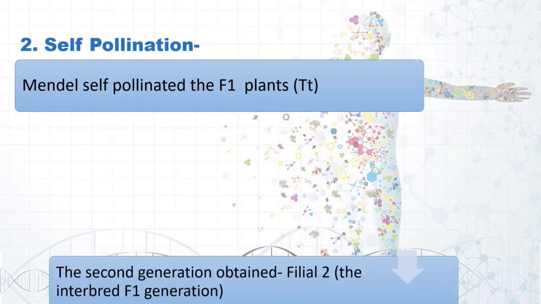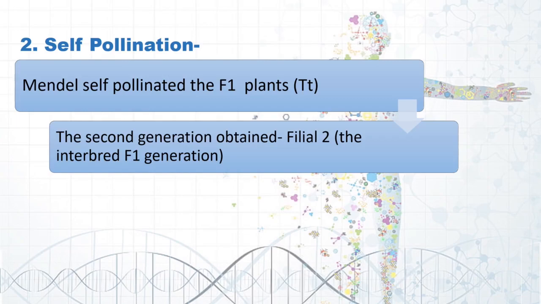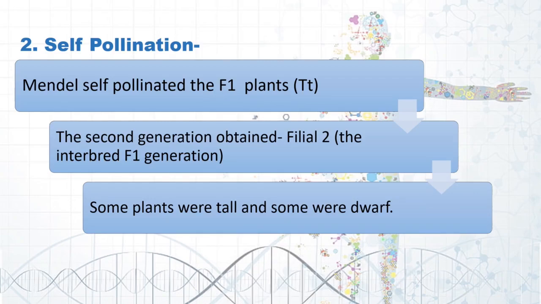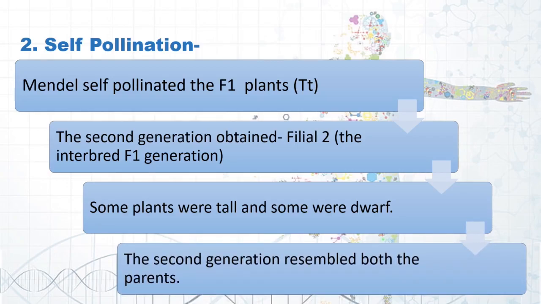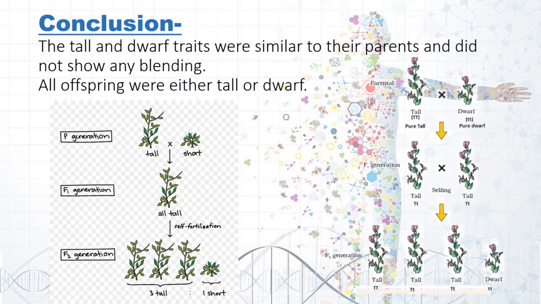Now Mendel self-pollinated the F1 plants. The plants that he started his experiment with were the true breeding tall plants and true breeding dwarf plants. The second generation that was obtained was given the name filial 2 generation. It was noted that some plants were tall and some were dwarf. He came up with a conclusion that the second generation resembled both the parents.